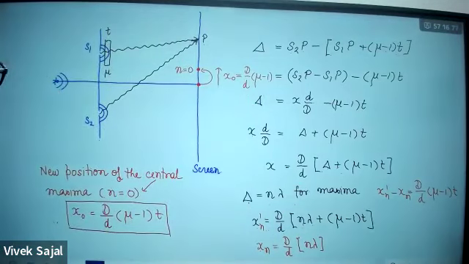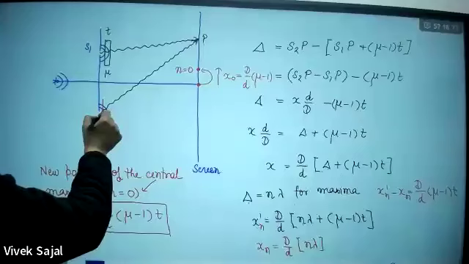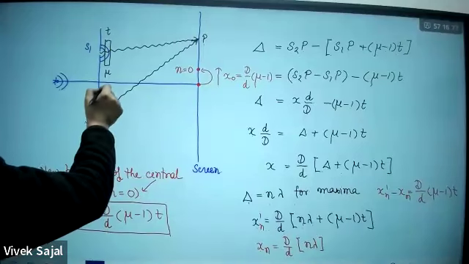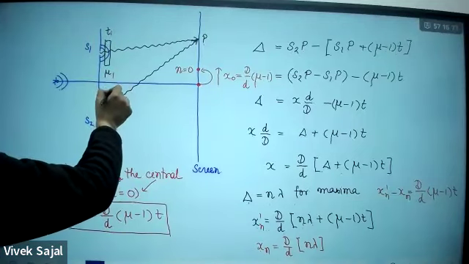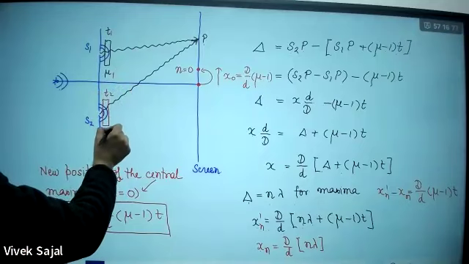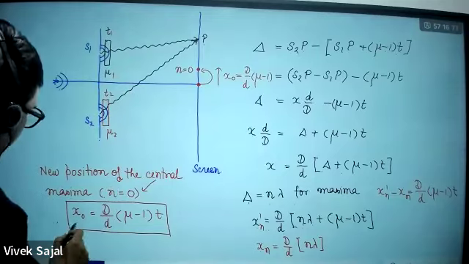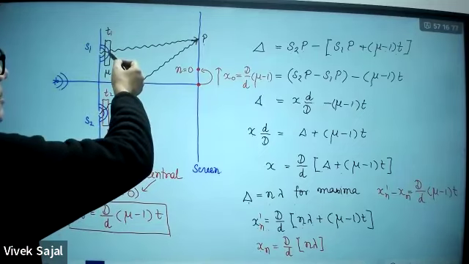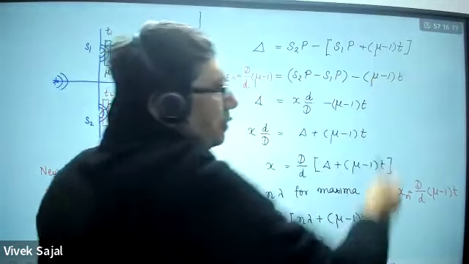Now, can you tell me what will happen if you are introducing two glass plates like this? This is of thickness T1 with refractive index mu1, and this is of thickness T2 with refractive index mu2. Then what is going to happen in this case? In this case, this x naught will be equal to how much? Try to understand. When you are introducing the glass plate here, you are getting here mu1 minus 1 into T1.